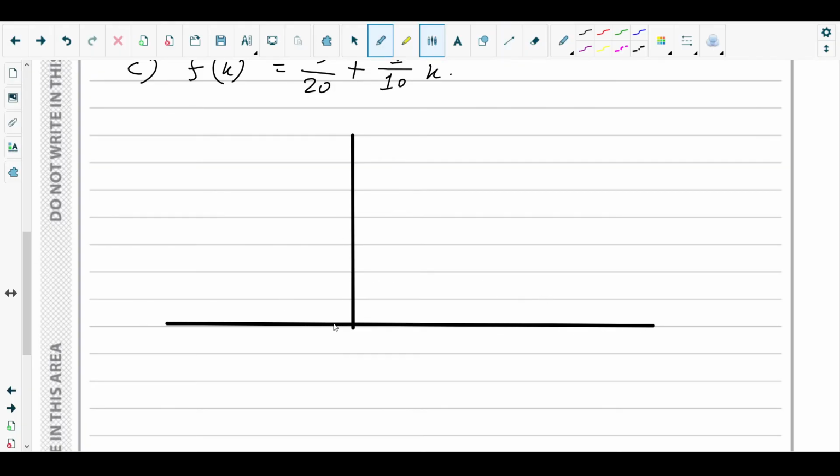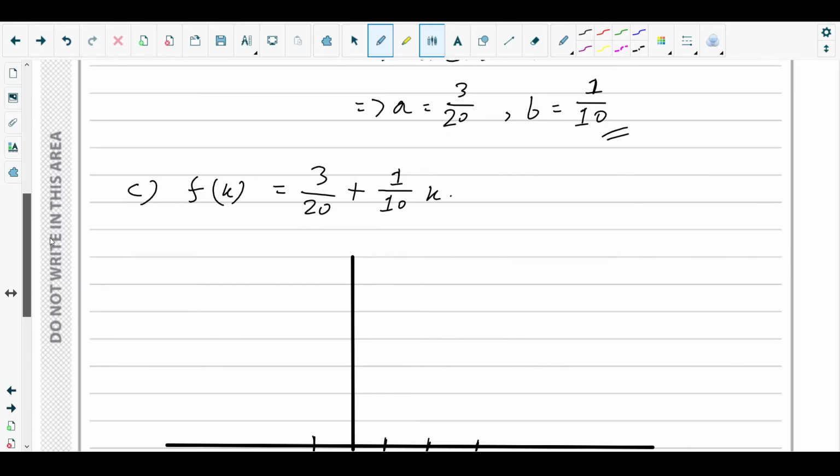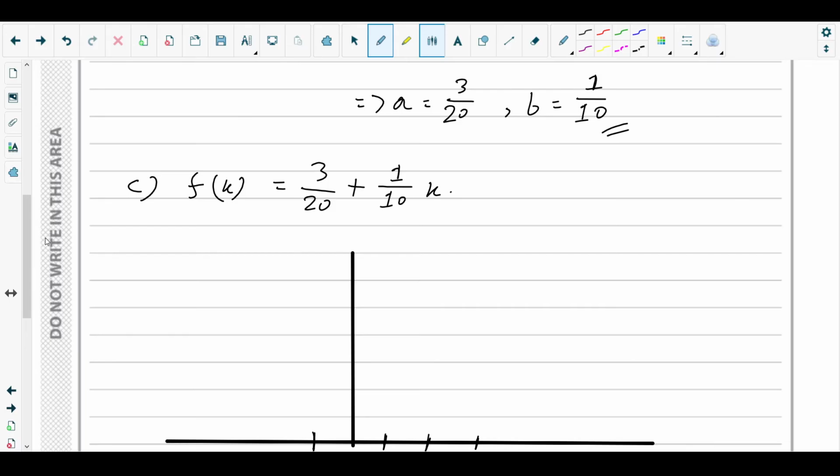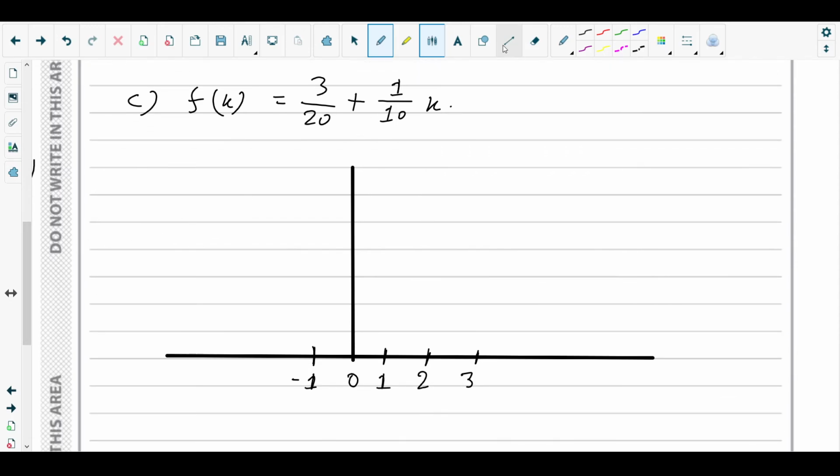So it should be from negative 1 to 3, right? So consider this is negative 1, origin 0, this is 1, 2 and 3. Fine. So when the value of x is negative 1, what would be the value? 3/20 minus 1/10. This is 0.05. Since it is increasing, you can just write a line since it's a sketch. You can just start from here and keep it increasing till this point. Okay, and then mark them up. That's enough.